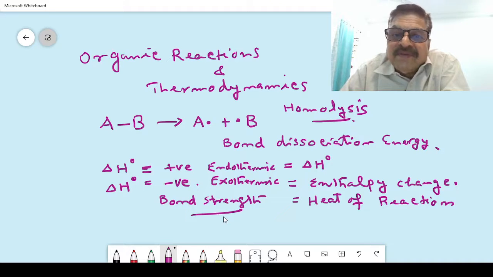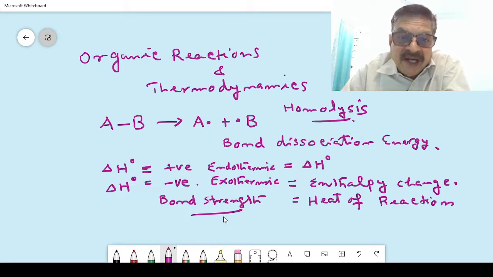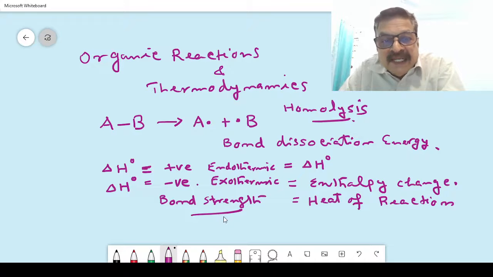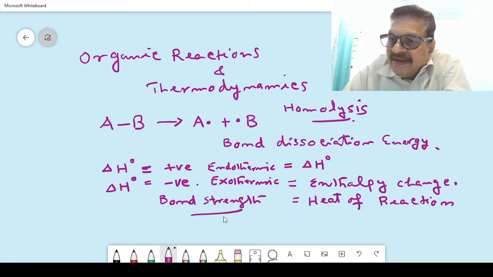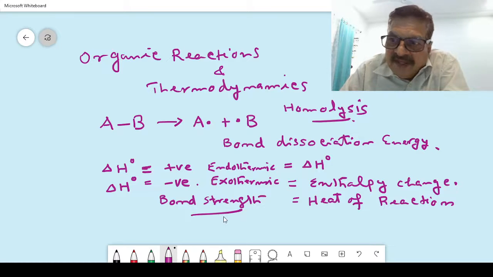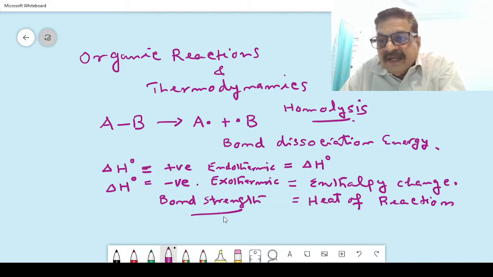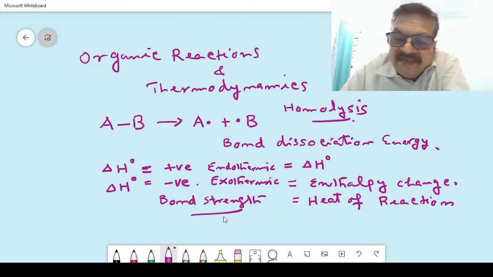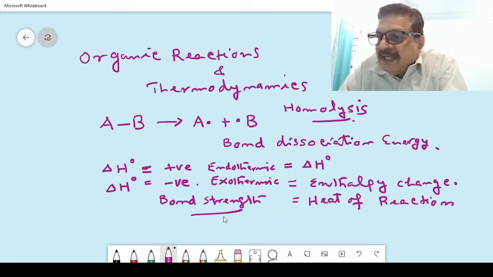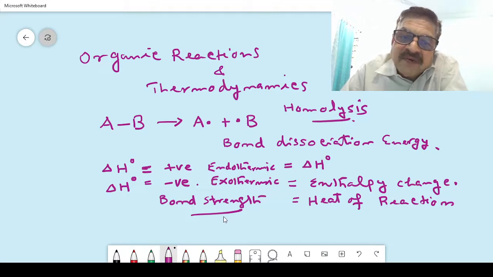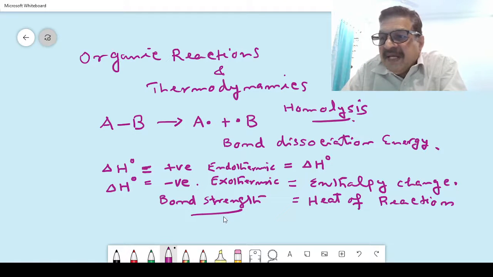Now, shorter bonds are always stronger bonds. The stronger the bond, the higher the bond dissociation energy, which means the higher the energy needed for breaking that bond. Simple thing. Now delta H indicates the relative strength of the bonds, indirectly. Bond strength means the strength of the bonds broken as well as the bonds formed in the reaction.